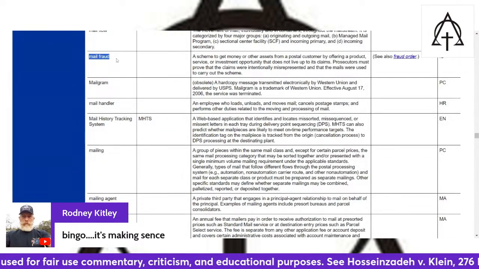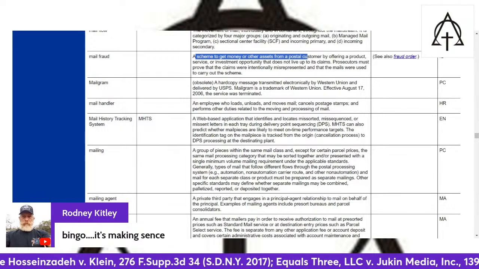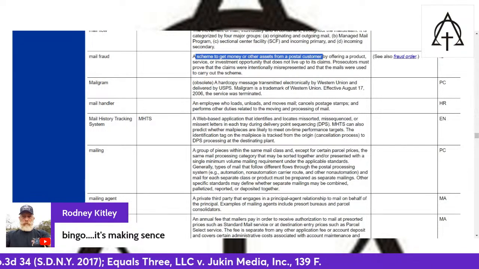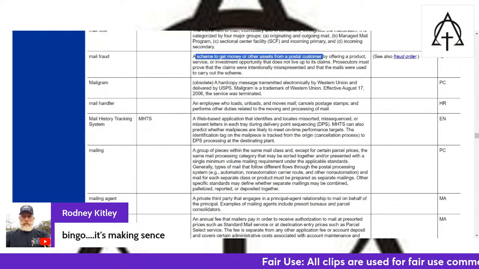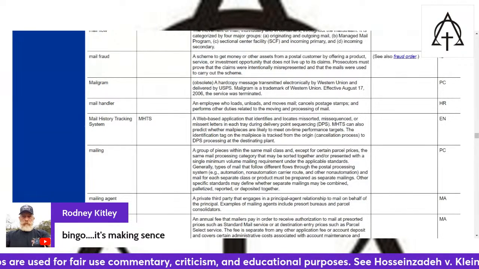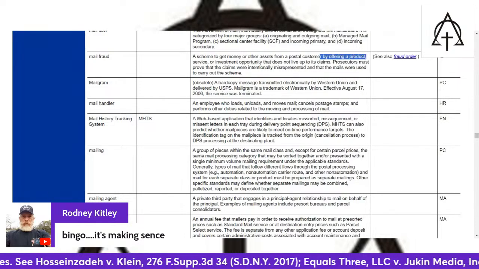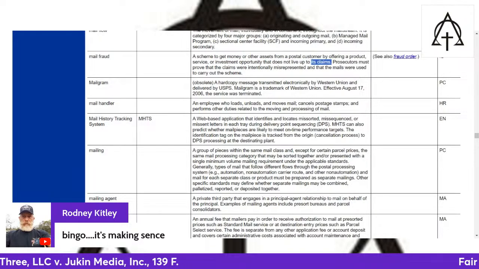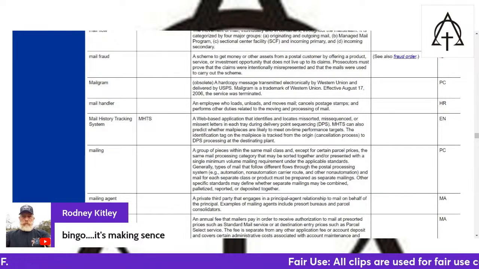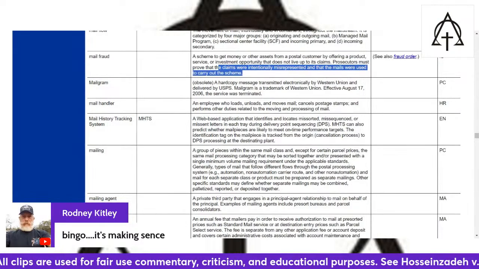Mail fraud, like I tried to explain to both Flow State and Mitchell, a scheme to get money or other assets from a postal customer. Do you understand that? If I'm the customer and I want to obtain a service by the postal intermediary, that is not fraud. By the very definition, a scheme to get money or other assets from a postal customer by offering a product, service, or investment opportunity that does not live up to its claims. Prosecutors must prove that the claims were intentionally misrepresented and that the mails were used to carry out the scheme.